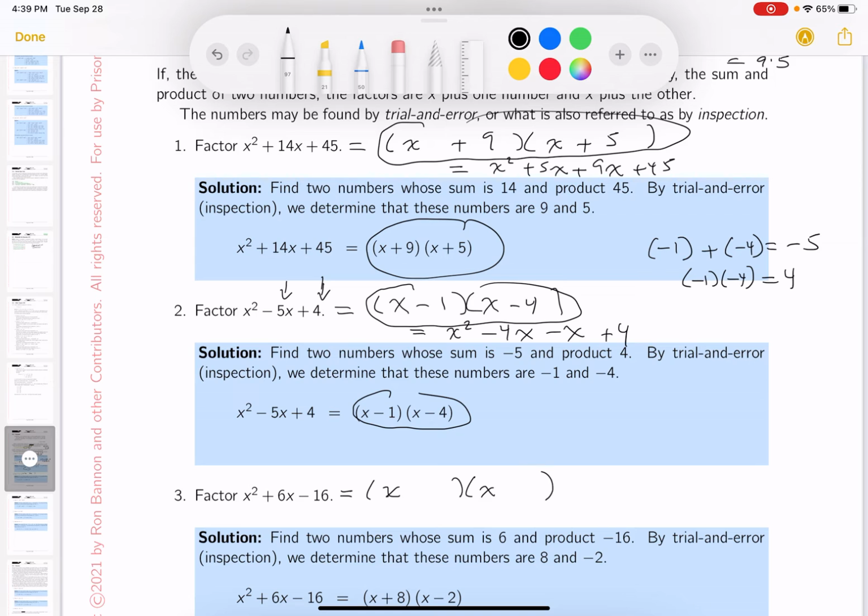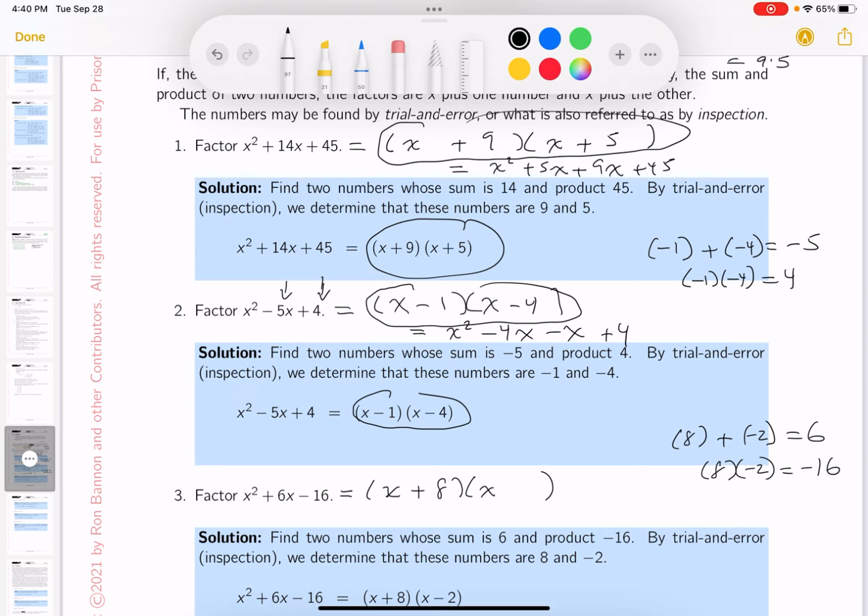And this could get tough. I'm not saying it's going to get easy for you. But what are we doing? We're looking for two numbers that add together to 6, and those same two numbers would give me a product of minus 16. I'm going to say 8 and minus 2. 8 and minus 2 when added together give you 6, and when multiplied together give you minus 16. So I'm going to write that down.